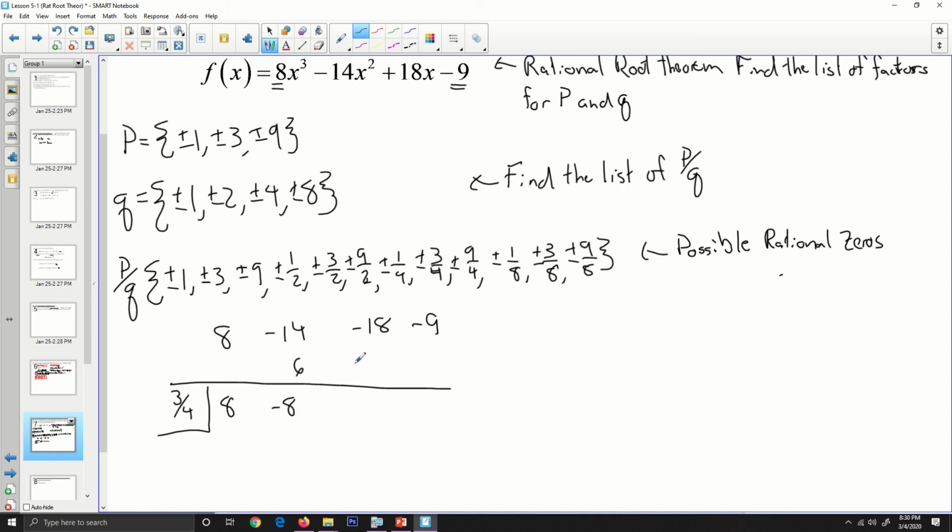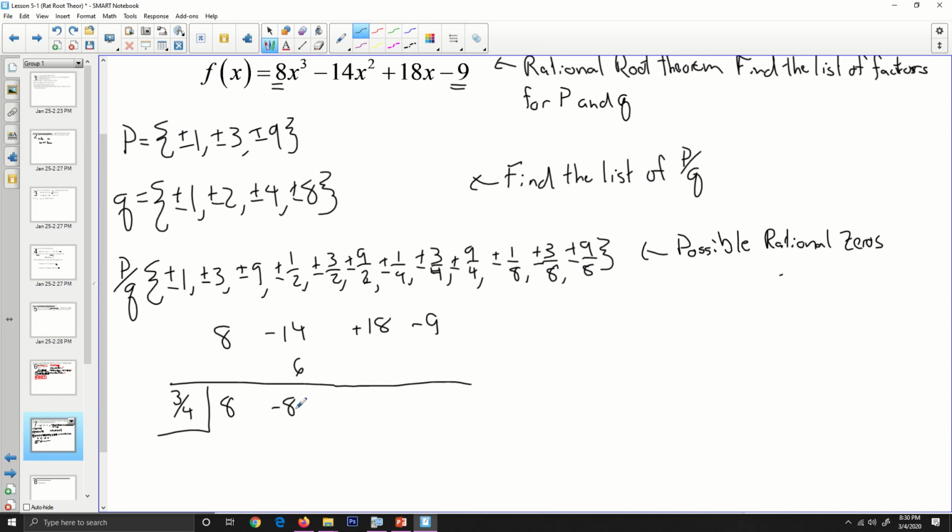3/4 of negative 8 would be negative 6. Negative 6 and 18 is going to be negative 24. Oh, made a mistake. I made a copy error here because I have a plus. This has to be a plus. Oh, thank goodness. I was getting worried there. So let's fix this.